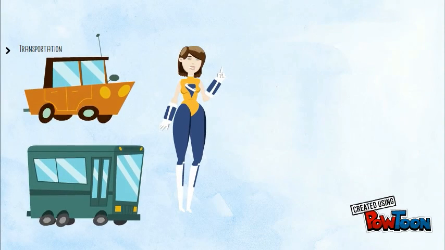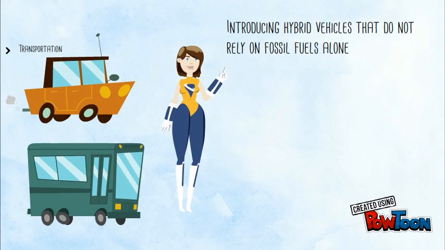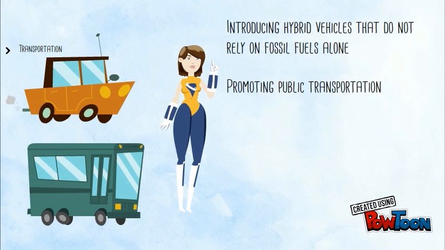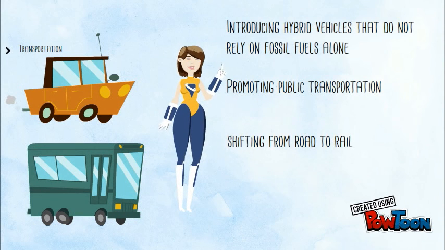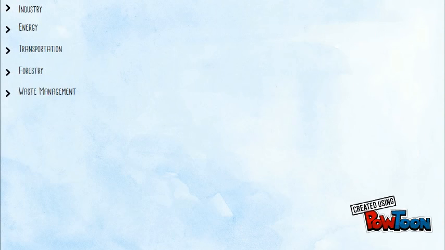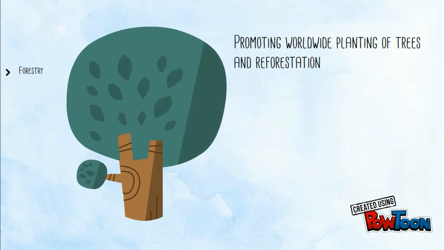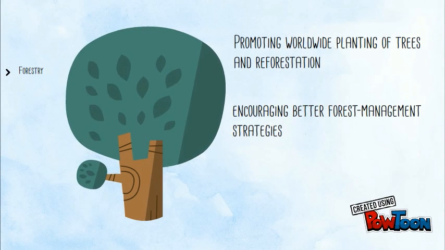Transportation is also a big part of global warming. We should introduce hybrid vehicles, promote public transportation, and shift from road transportation to rail transportation. We should also help our forests along by promoting worldwide planting of trees and encouraging better forest management strategies.